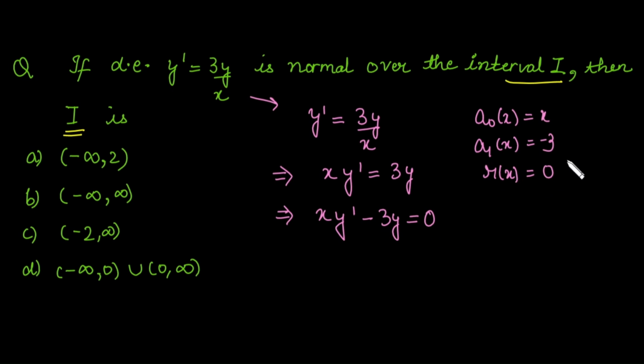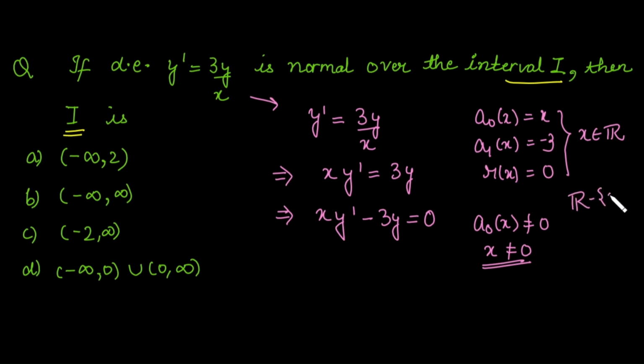Now we need all these functions to be continuous. Yes, they are continuous for every real number. But there is a second condition, that the leading coefficient is not equal to 0. So we need x should not be equal to 0. So when is it getting 0? When x is equal to 0. So the given differential equation is normal for every real number except 0.